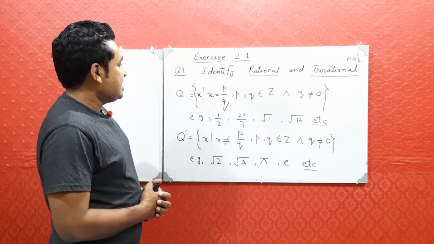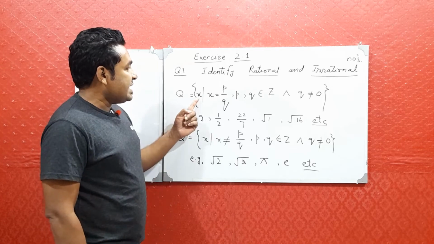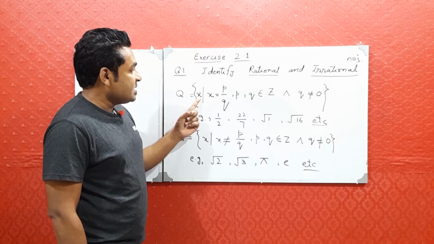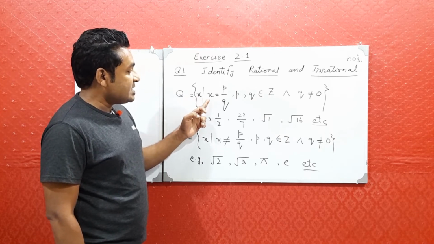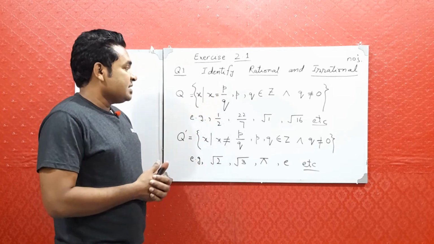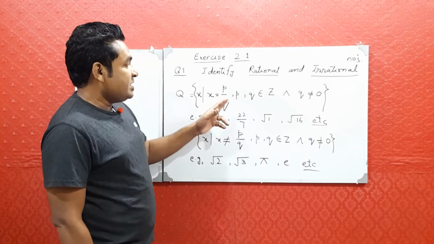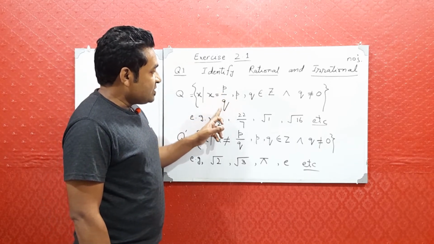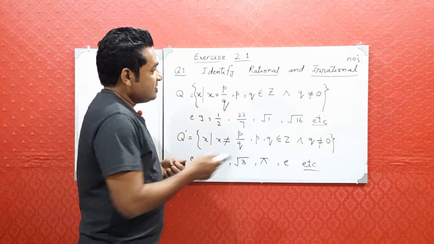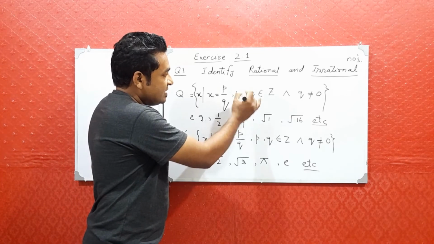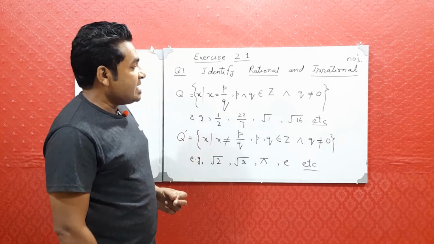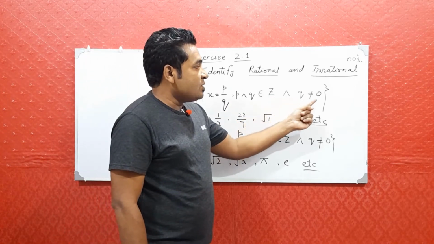So rational numbers, by definition: any number x which can be represented, that x can be written as p over q. In simple words, it's a fraction where p is the numerator and q is the denominator. So p and q both belong to the set of integers, and q is not equal to 0.